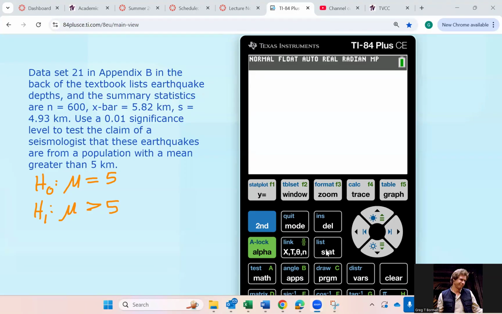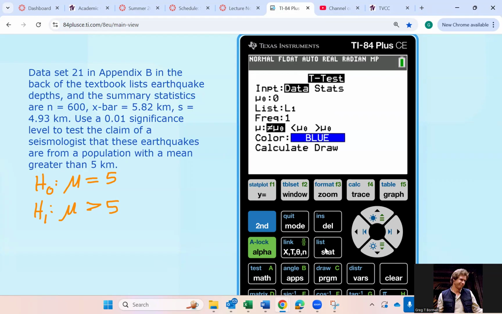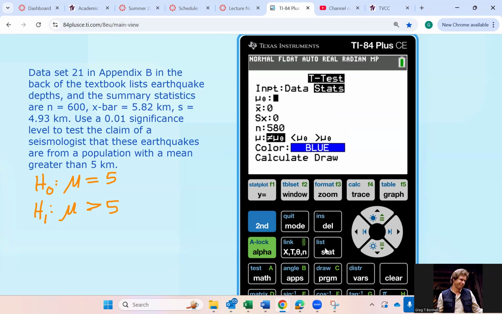And so we're going to go to stat tests, and we can either do z-test or t-test. Just like with confidence intervals, we'll do z-test if we know the population standard deviation, which we don't, and that's normal. And we'll do t-test if we don't know the population standard deviation. So that's the direction we'll go, t-test. The data was not given to us, so we're not going to put that in L1 and use data, but we do know the stats. So mu, we're considering whether or not mu is 5, and the mean of the sample is 5.82, which is bigger than 5. So yeah, it makes sense.